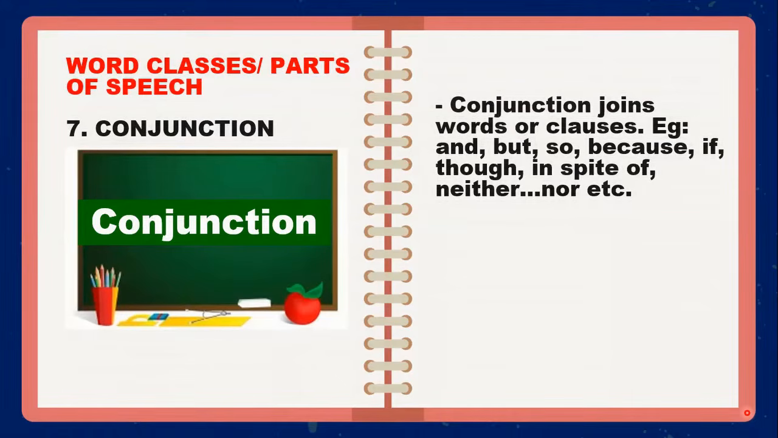Moving forward and looking at number 7, conjunctions. Conjunction joins words or clauses. Say, I like momo and I like chow mein; I like momo but I like chow mein. Yesterday I was absent because I was sick. If you go to temple you will find Ram. Although it was raining I went to college, in spite of the rain. Neither Ram nor Mohan. These words that join small sentences or clauses, we call conjunction. Okay.